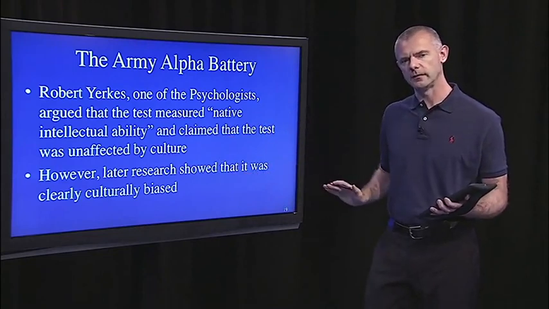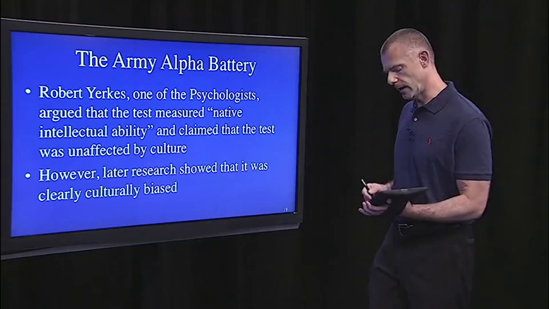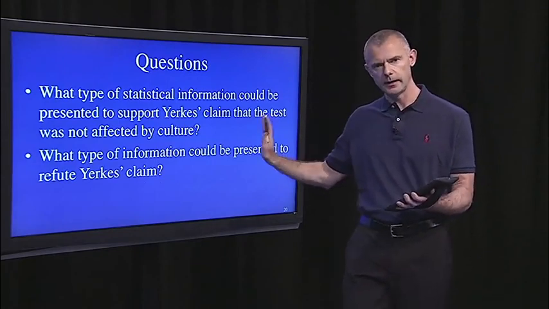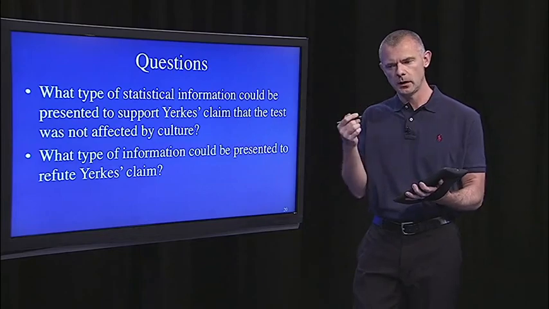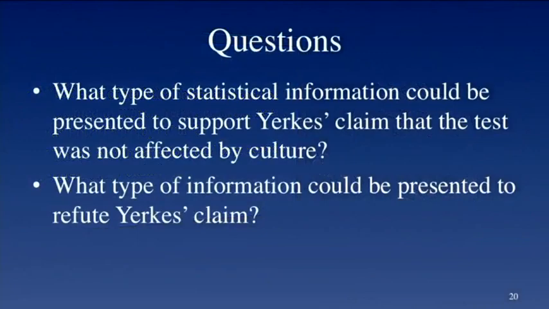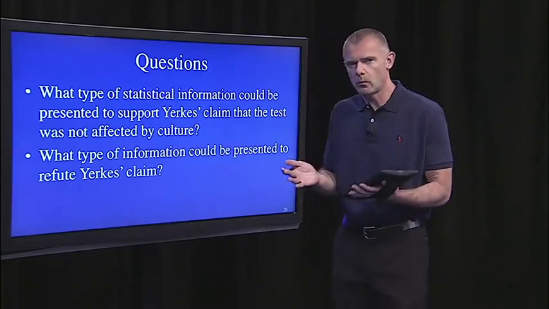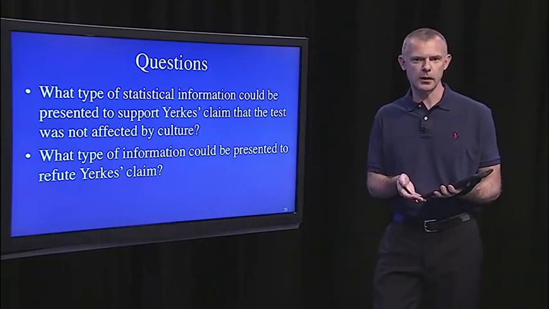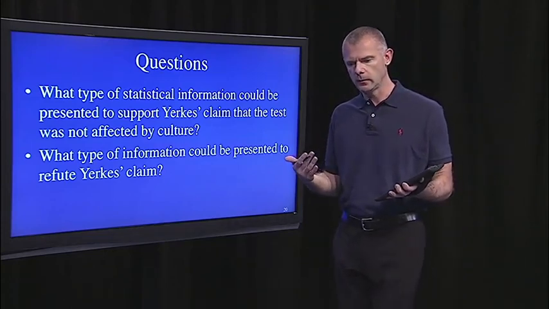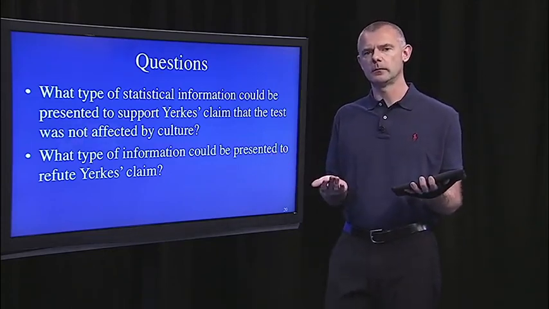Okay, so this initial test, the Army Alpha, was clearly culturally biased. But the question I want to pose to you, and I don't have a slide after this one, is, in the context of correlations, what type of statistical evidence would you look for to either support or refute Yerkes' claim that it wasn't culturally biased? What type of analysis, what type of study could you do? I'm just going to pause for a moment to let you think about that in the context of correlations.